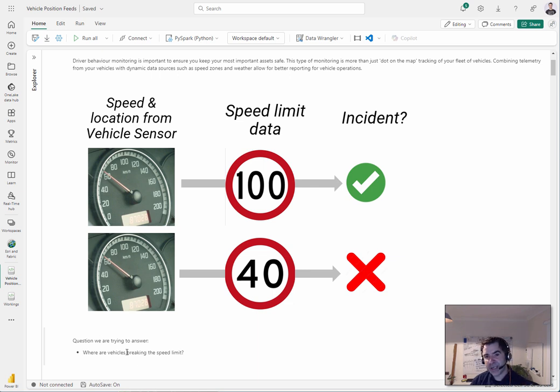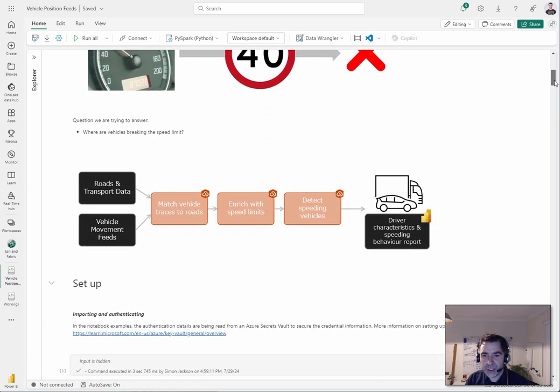Essentially, you've got a fleet of vehicles broadcasting the speed and their location, and we want to understand where these vehicles are breaking the underlying speed limit of the roads that they're on. You need two sets of data. You need the speed zone data, which can be dynamic or static, as well as the vehicle movement data, and some spatial analytics, which can vary depending on your business requirements, to then output in a form that can be used for reporting within the business.